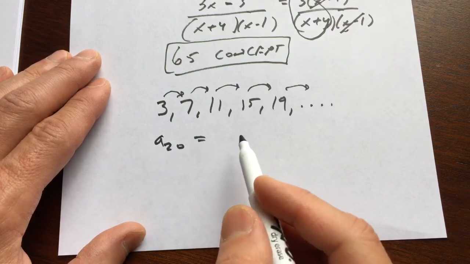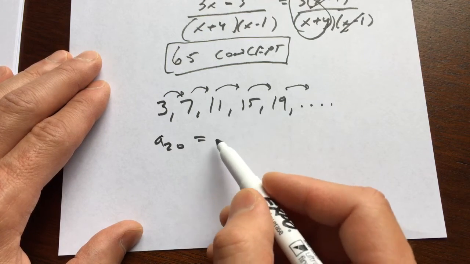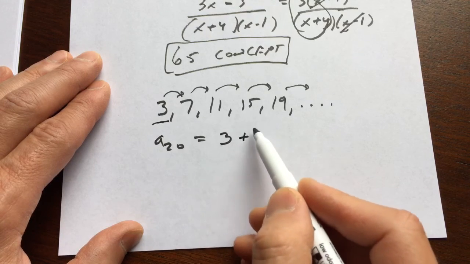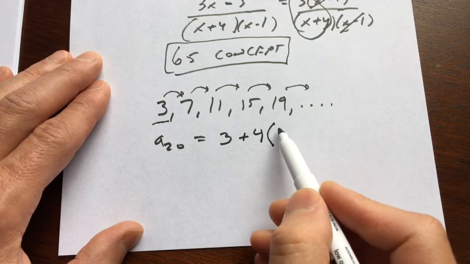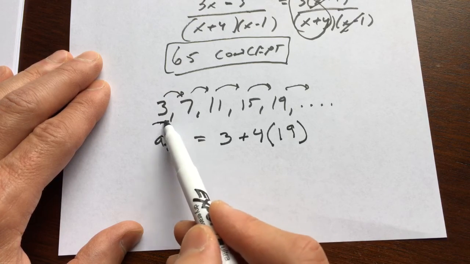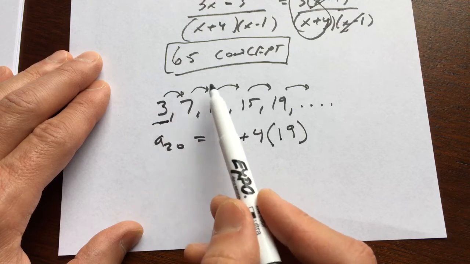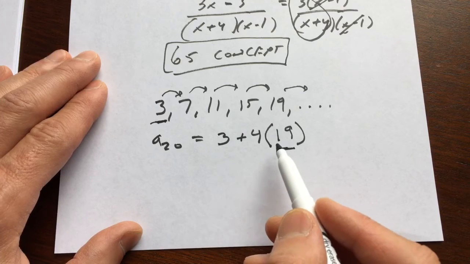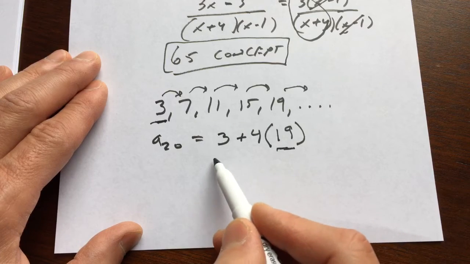It's 4. So think about it this way. You're starting at 3, right? That's your first term. And you're adding 4 how many times? 19 times. How come 19? Well, you're already at the first term, so you only have to add 4 one less time. So basically this comes out to 76 plus 3, which is 79.